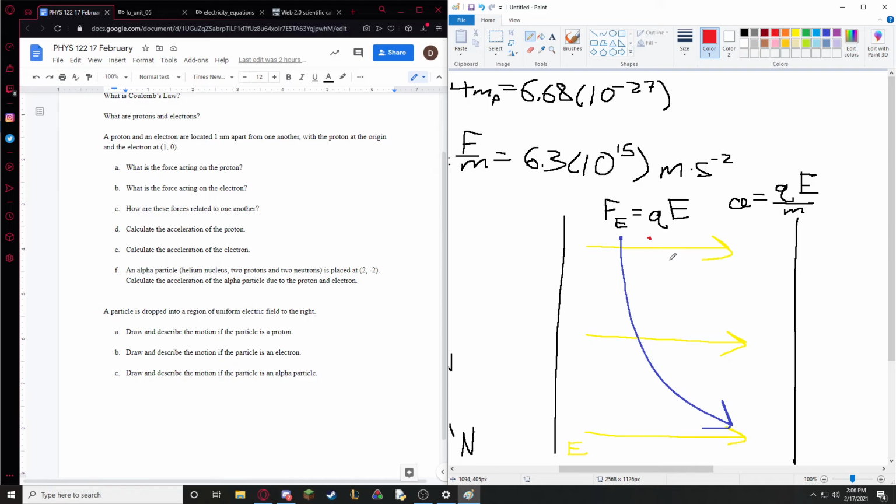Down and toward the left. Yep, down and to the left. And is it going to be the exact same as the proton but mirrored? Or is it going to take longer? Is it going to be a slower curve? Or is it going to curve much faster? I think it would mirror. Is that right? I'm not sure.